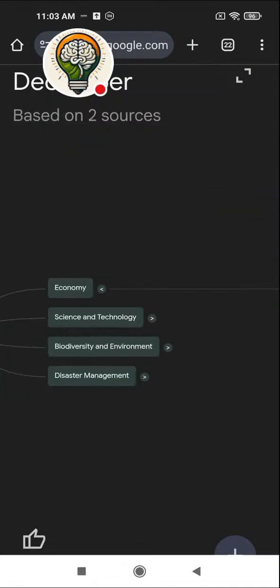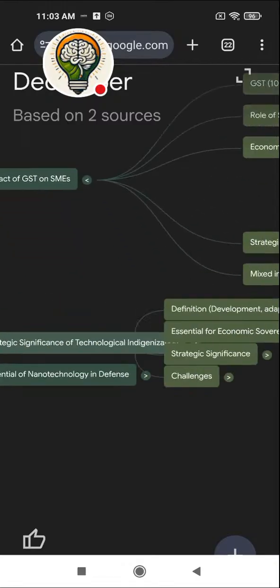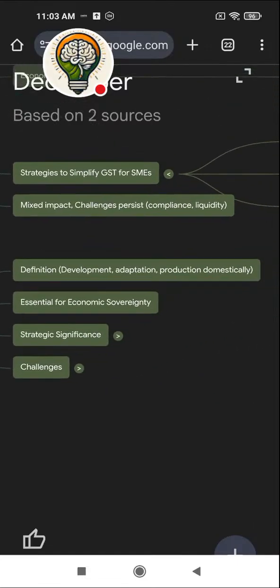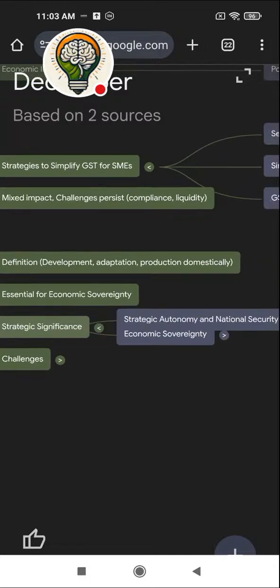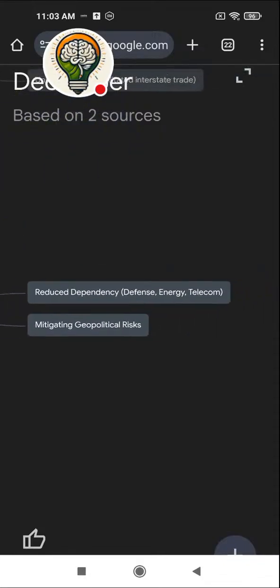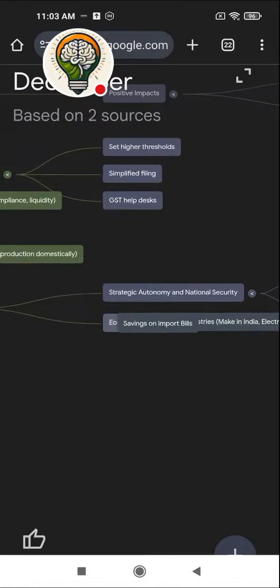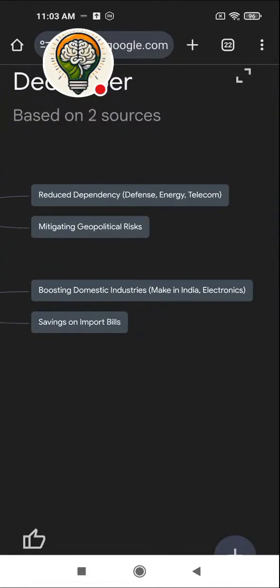Then comes science and technology. Strategic significance of technological indigenization. Definition: the development, adoption, and production domestically, essential for economic sovereignty. Strategic significance: strategic autonomy and national security, reducing dependency in defense, energy and telecom, and mitigating geopolitical risk. Then economic sovereignty, boosting domestic industry, Make in India and electronics, and saving on the import bill.